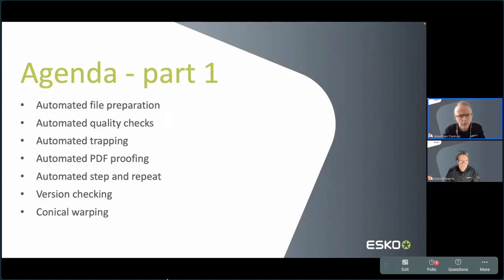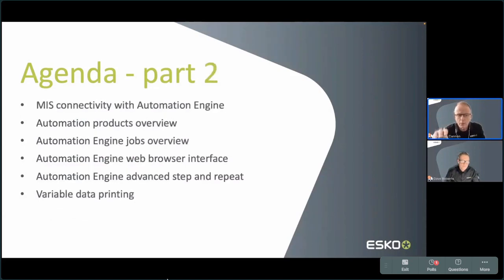And then later on in the session, we're going to go a little bit more into a deep dive into how you could connect your automation system with your MIS system. And in doing that, there's various parts of Automation Engine that it's worth looking at, such as our products database, our jobs database. We've got a browser interface as well that we think people may be interested in seeing, because it gives us a slightly different user experience, but there are benefits in that user experience depending on the use case as well. And we may get into some more advanced step and repeat routines as well.